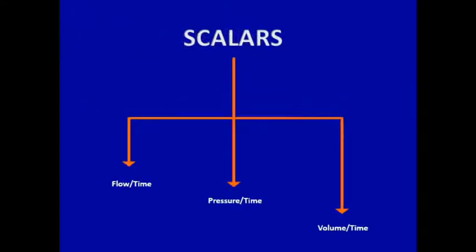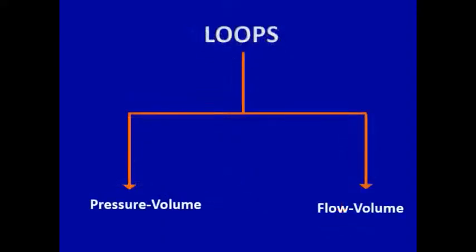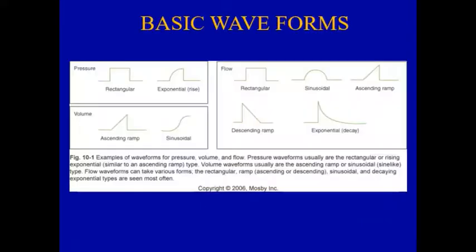In scalars we have flow time, volume time and pressure time scalars, and in the case of loops we have pressure volume loops and flow volume loops. So first, before going into the details, we should know what the basic waveforms are which are seen in ventilator graphics. So first, coming to the flow time waveforms.